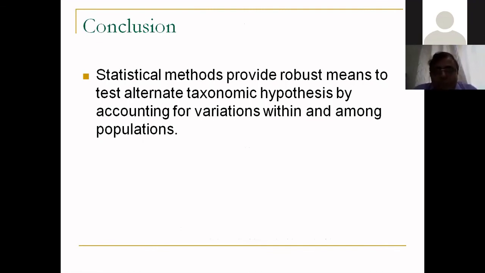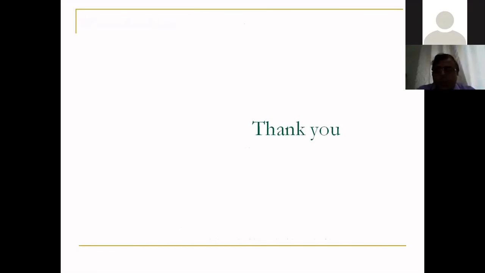Statistical methods provide robust means to test alternate taxonomic hypotheses by accounting for variations within and among populations, and we can look at both genetic as well as morphological variations. So with this, I'll stop.